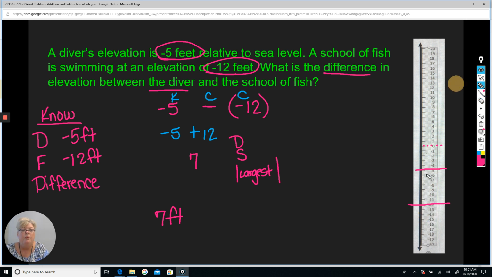Okay, and we want to know the difference between the two. We want to know this section right here. So we're just going to count it. That's 1, 2, 3, 4, 5, 6, 7. And that gives me the exact same answer as it did when we made a subtraction problem. So use whatever skills your teachers taught you to be able to solve that problem.